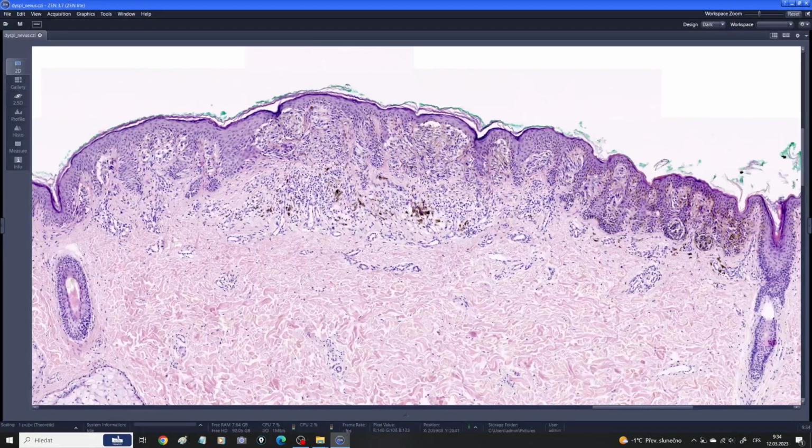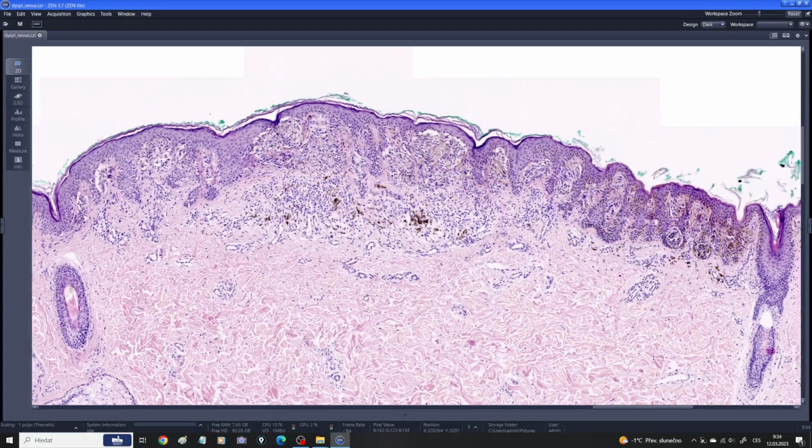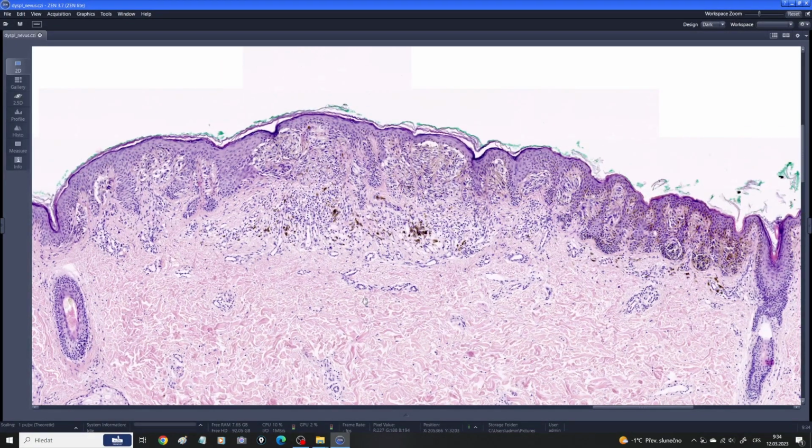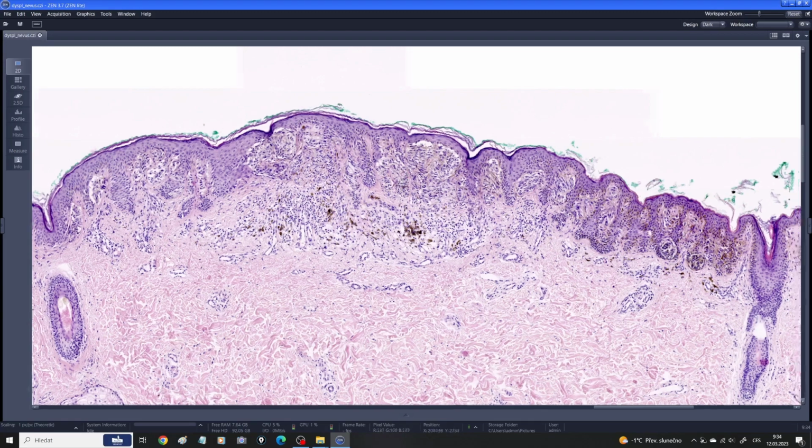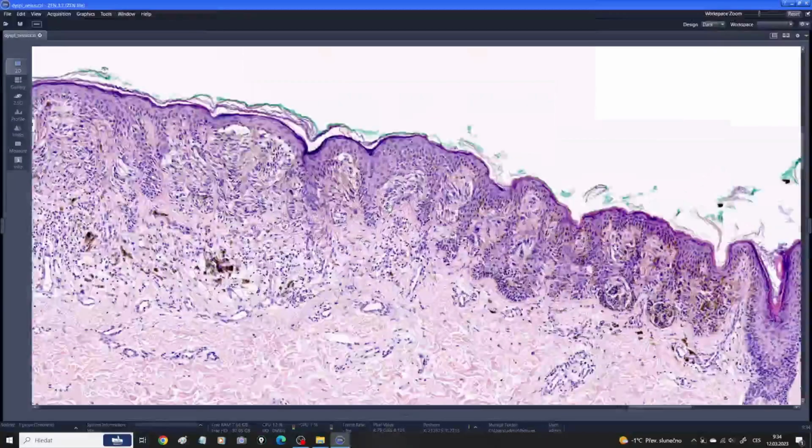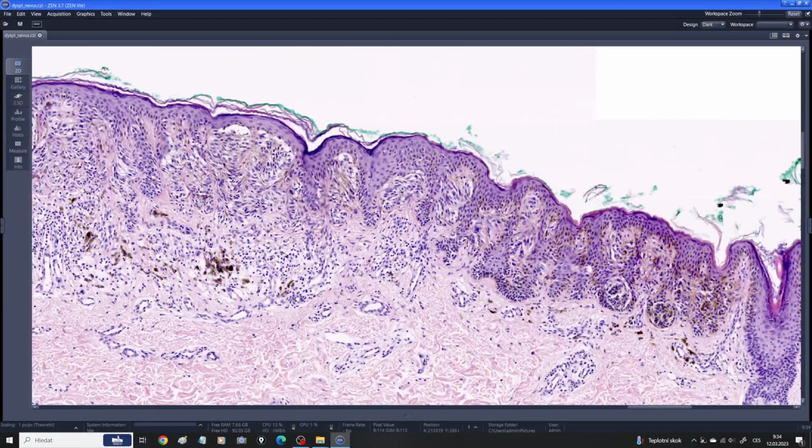So dysplastic nevus is a nevus that is characterized by a degree of dysplasia, and you can see the dysplastic features on both cytological and architectonical level. And remember this fusion of the nests of the melanocytes, which is a typical feature for dysplastic nevus.